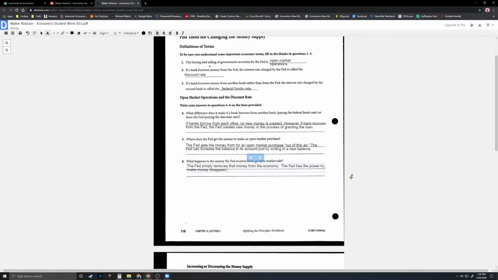And again, it doesn't literally disappear, but when money is spent to buy these securities, you have to pay cash. They take that cash and they can do whatever they want with it. They can shred it and turn it into compost. They can burn it. The thing is, it's out of the economy, and that's what's important.